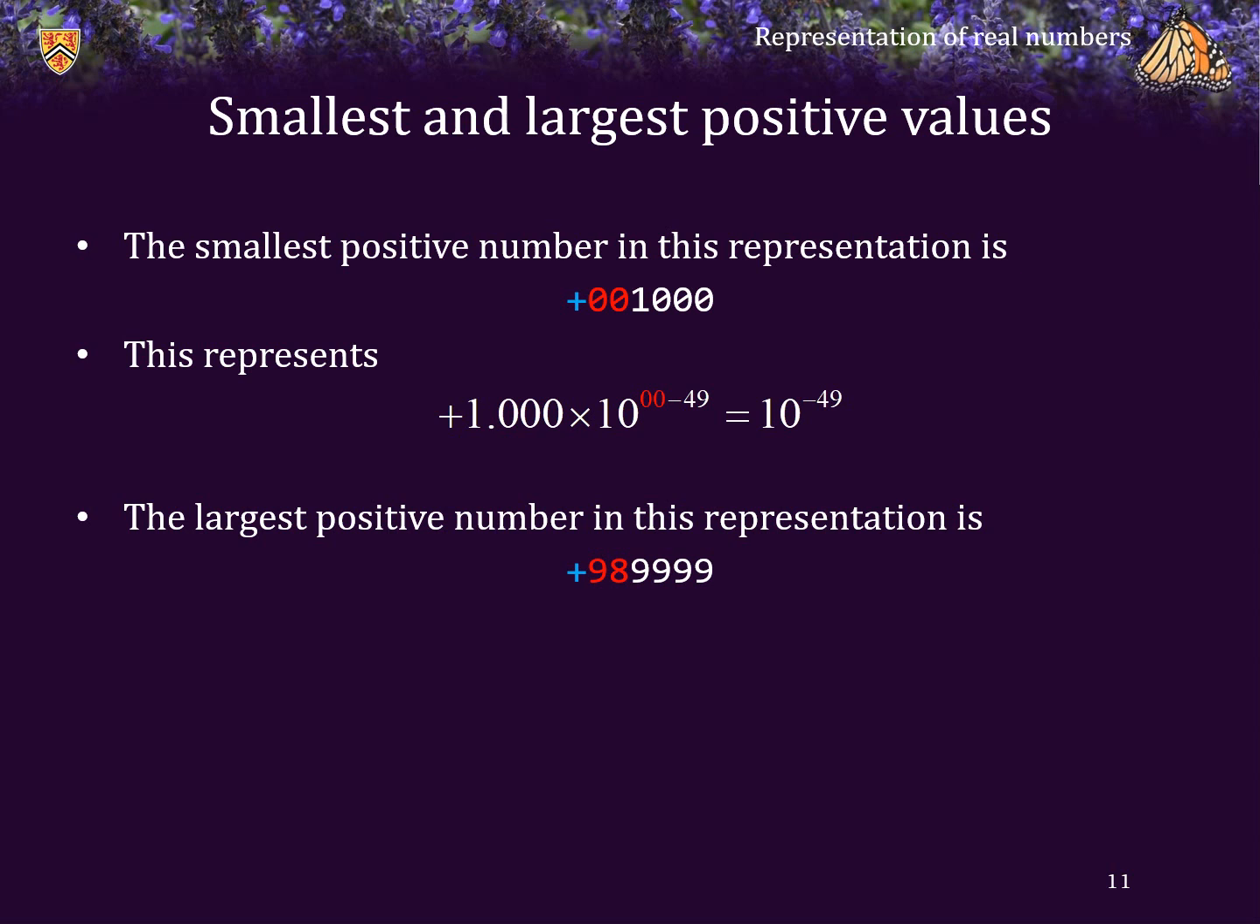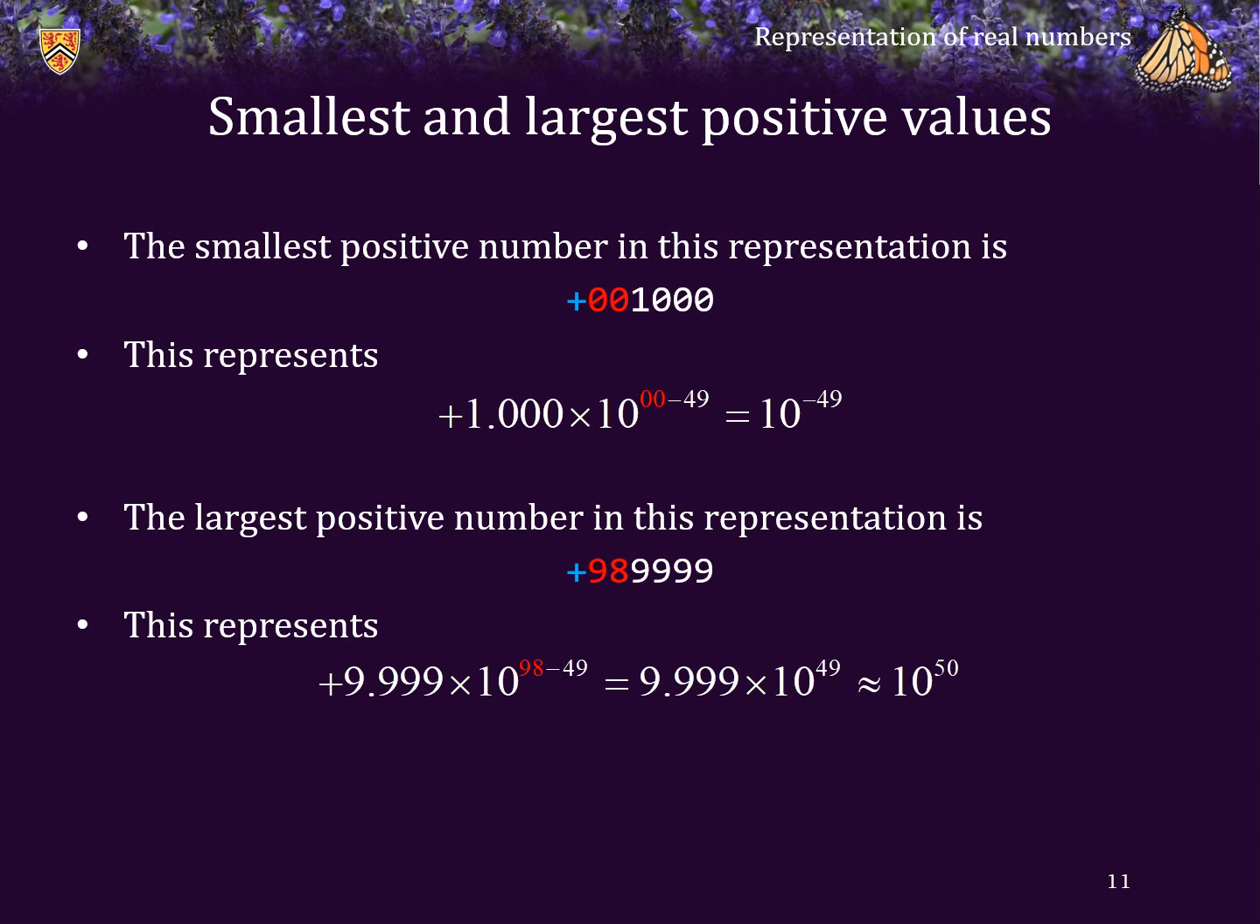The largest positive number using this representation is 98999. Recall that we are not allowing the exponent to be 99, as we will use this subsequently to store other significant and useful values. So this is the largest number that can be stored in this representation. Consequently, this number represents 9.999 times 10 to the 98 minus 49, which is 9.999 times 10 to the 49, which is pretty close to 10 to the 50.